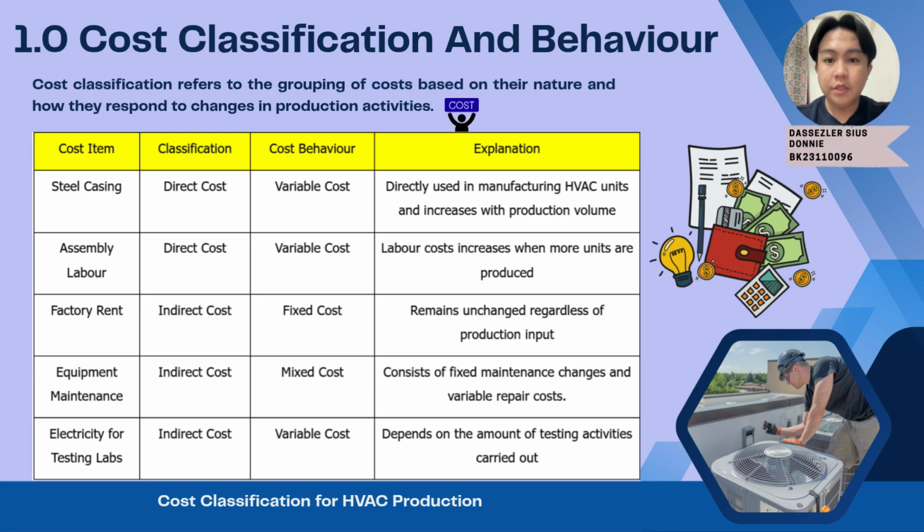Meanwhile, electricity used in testing laboratories is classified as indirect variable costs because electricity consumption increases when more HVAC units are tested. Therefore, understanding the classification and behavior of these costs can help Inotech to improve their budgeting accuracy, control expenses more effectively, and also support better decision making.